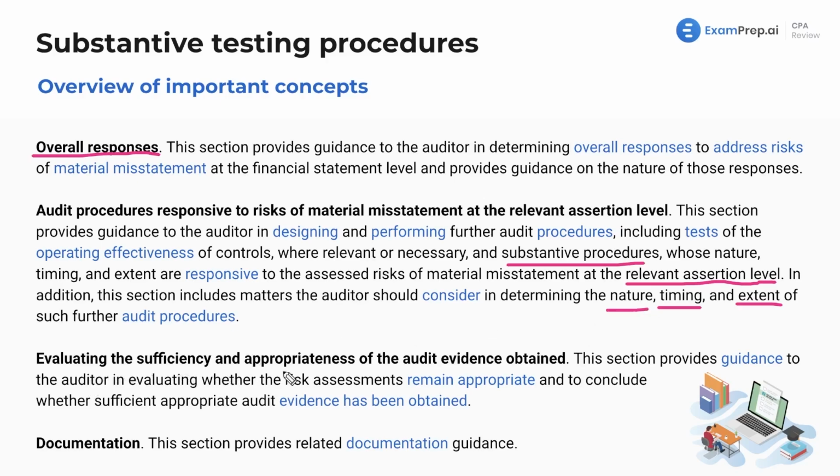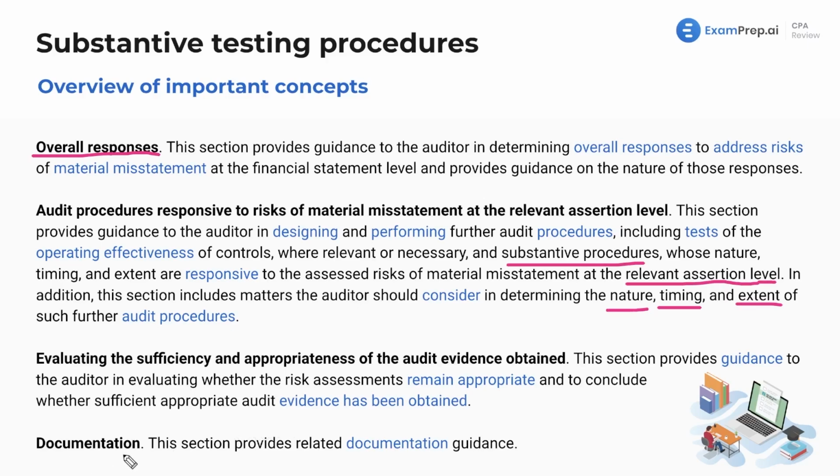Evaluating the sufficiency and appropriateness of the audit evidence obtained. This section provides guidance to the auditor in evaluating whether the risk assessments remain appropriate and to conclude whether sufficient appropriate audit evidence has been obtained. Like I said, we got a whole lesson on audit evidence. However, we are testing through getting audit evidence. We are looking at transactions and seeing if the audit evidence backs those up. That's going to be something that we constantly want to keep in mind.